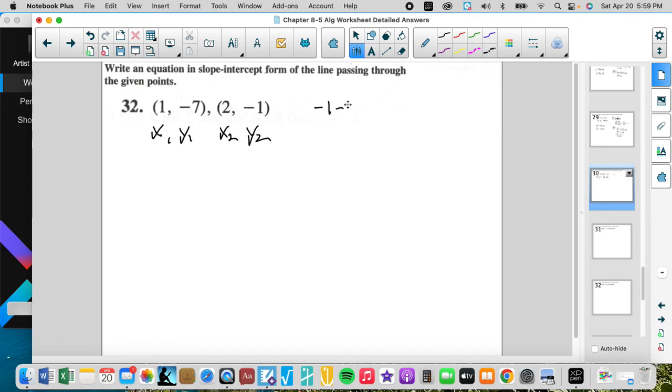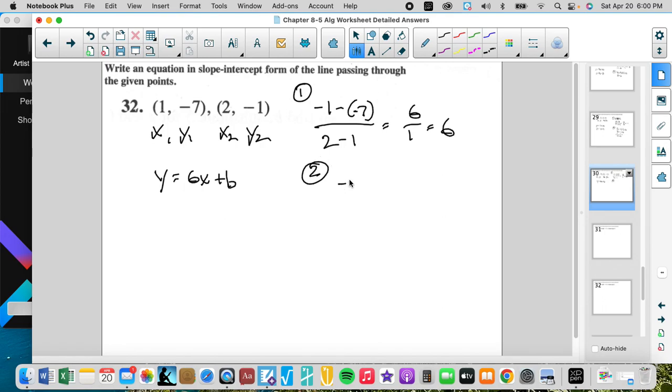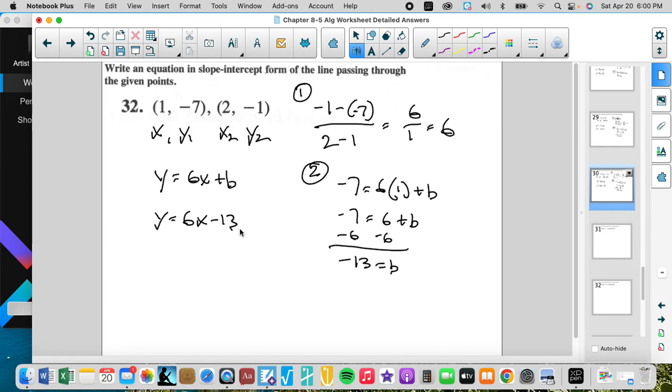Negative 1 minus negative 7. Did you do those negatives correct? 2 minus 1, which is 6 over 1, which gives us 6 as a slope. So y equals 6x plus b. That was part 1. Part 2, pick a point. We'll pick negative 7 for y. 6 times 1 for x plus b. Negative 7 equals 6 plus b, minus 6, minus 6. Negative 13 equals b. And my equation is y equals 6x minus 13.